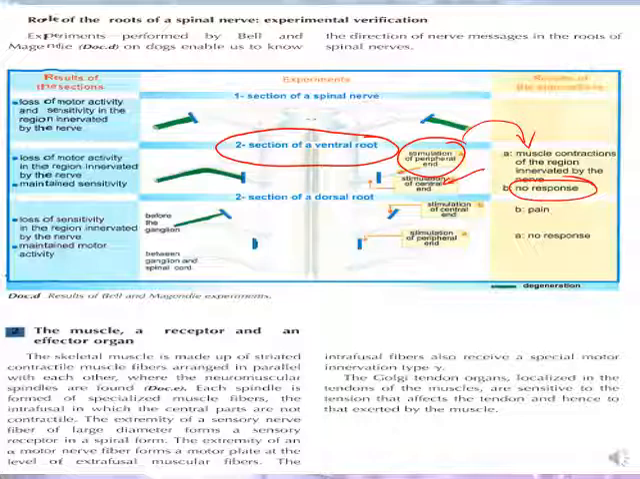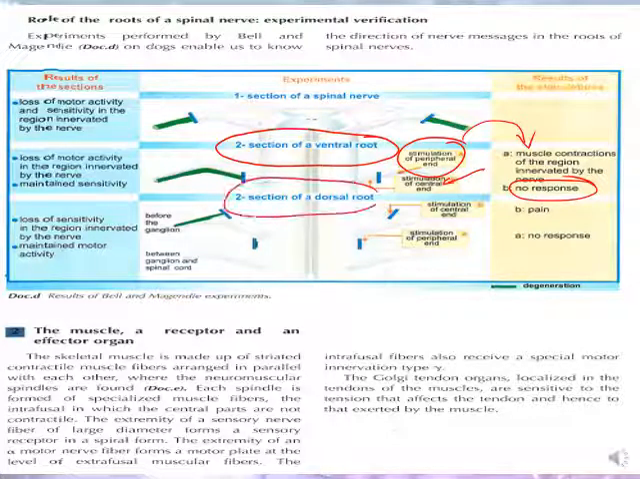While in the case of the sectioning of the dorsal root and stimulation of the central end, we have the feeling of pain. Whereas stimulation of the peripheral end shows no response. This indicates that the dorsal root carries the nervous message in a centripetal direction toward the center. The muscle, a receptor and an effector organ.